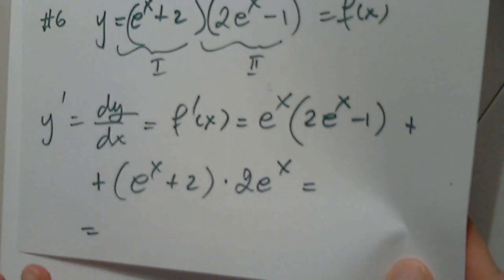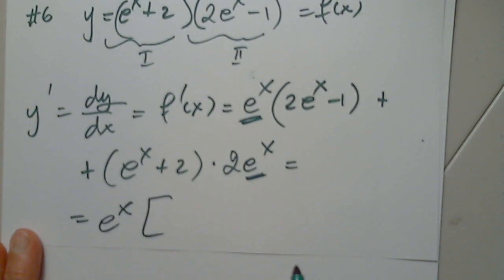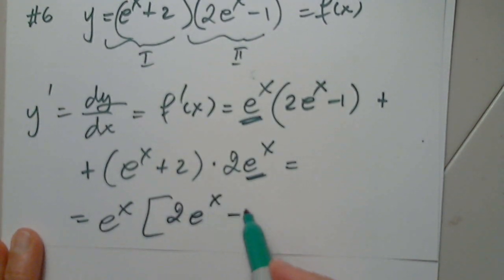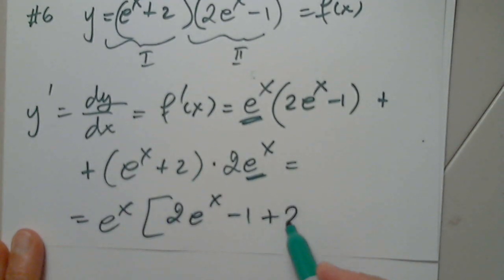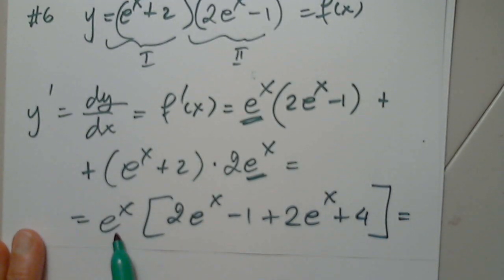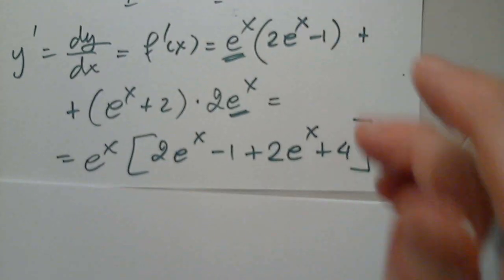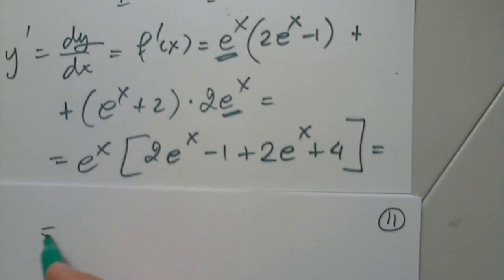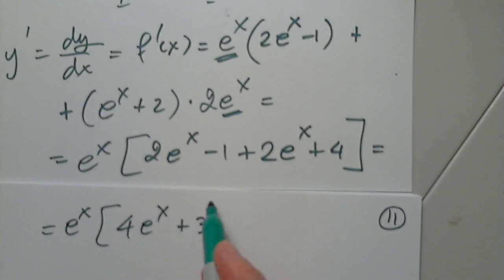Yes, I will factor out e to the x, this one. And then I have 2e to the x minus 1. But now I have to distribute 2 in here, plus 2e to the x plus 4. So then I continue, e to the x, 4e to the x plus 3. And that's the final form: e to the x, 4e to the x plus 3.